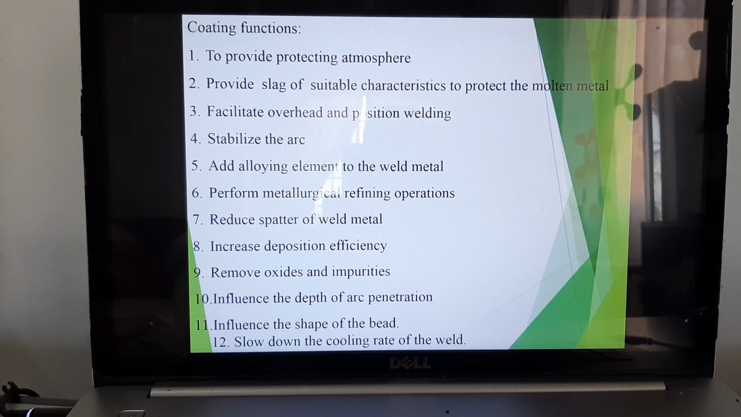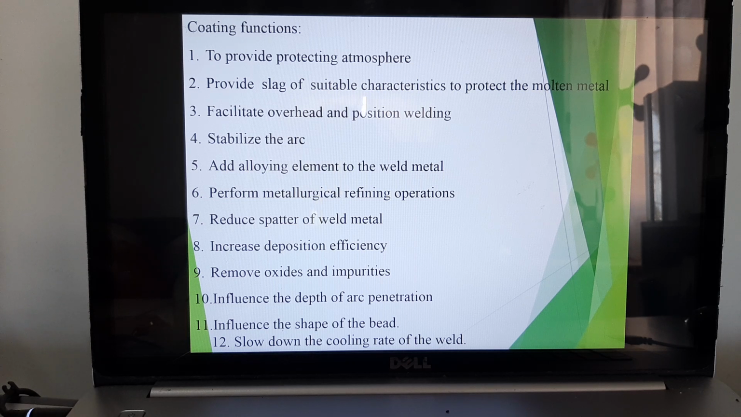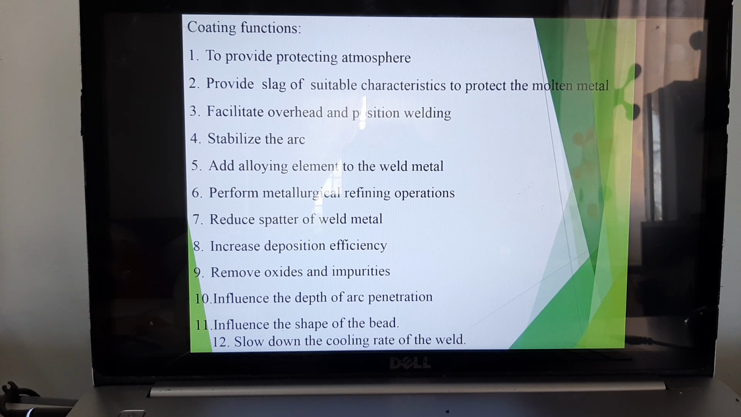Okay. Number 3, it acts as an alloying element. What is an alloy? Alloy is a mixture of 2 or more materials to form a more useful material. So in this case, the alloy is actually going to strengthen your weld. Number 4, it increases the deposition efficiency. When you weld, your material will deposit in a more dense manner. So when it's more dense, you'll get a stronger weld. Okay, it gives you a good shape of bead, and it also slows down the cooling rate of the weld.